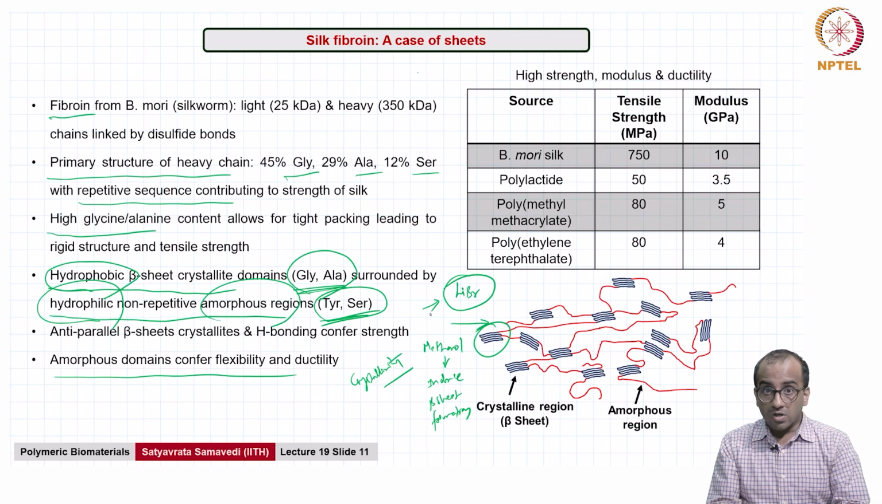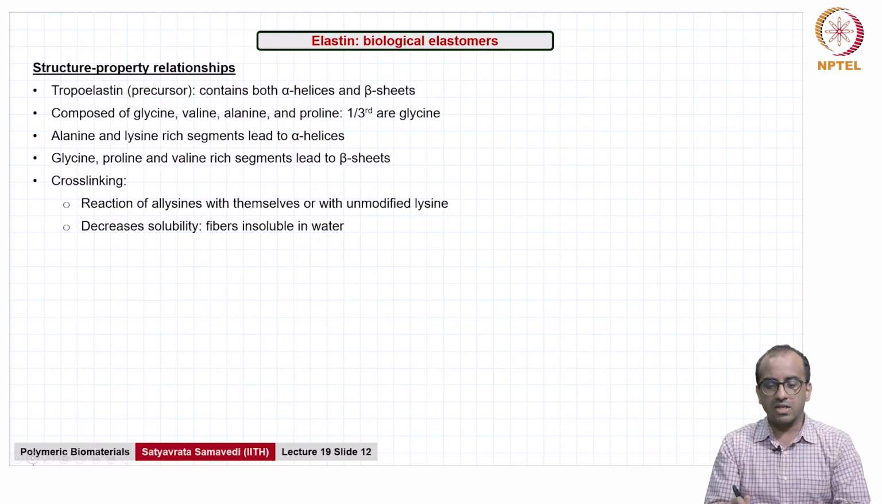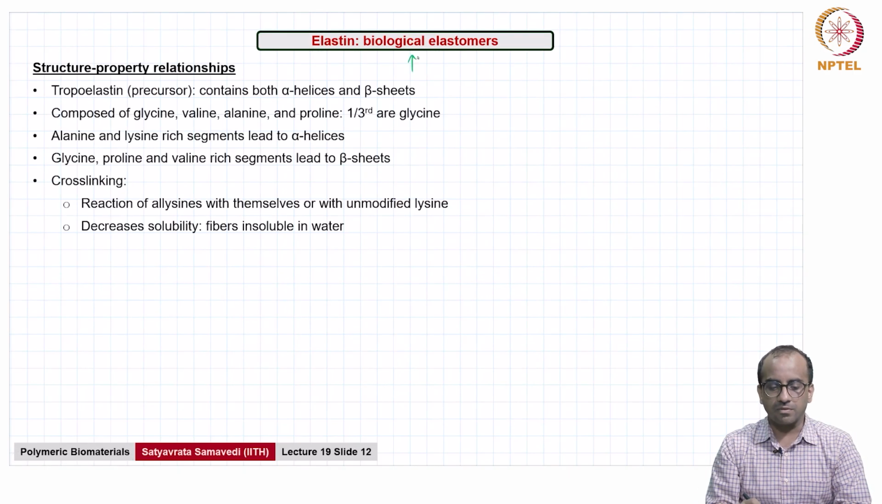I would encourage you to look up this process in more detail to get a better sense of what the exact nature of the interactions are, how lithium bromide disrupts the hydrogen bonds, and how methanol induces crystallization in silk. The last polymer we will look at before we end this lecture is an example of what we would call a biological elastomer, which is elastin.